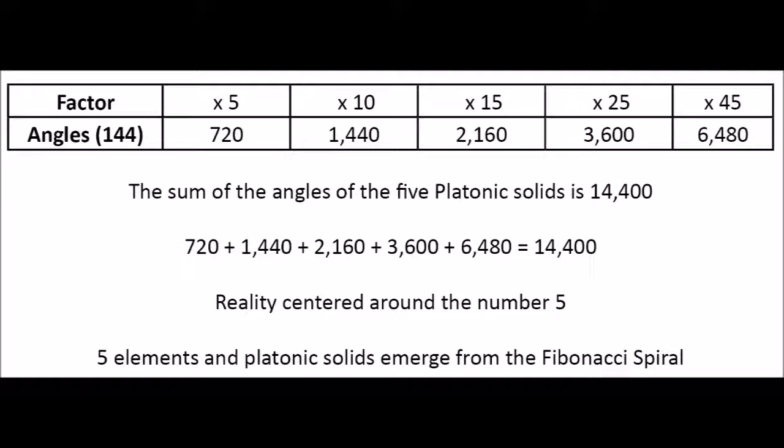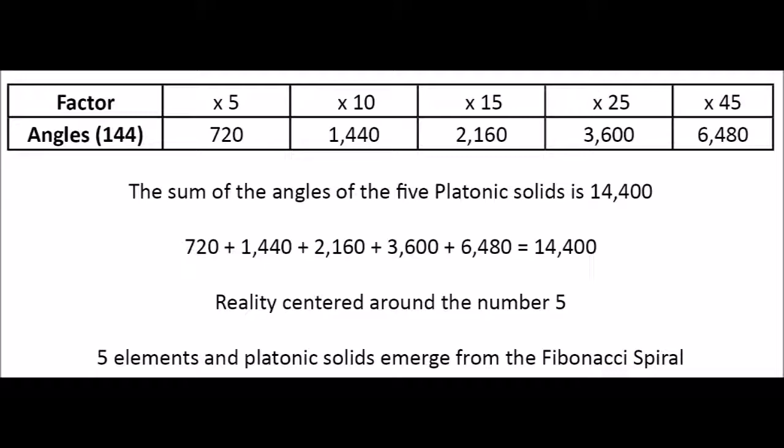144 times 5 equals 720, which is the sum of the internal angles of a tetrahedron. And 144 times 10 is 1440, for the octahedron. 144 times 15 is 2160, the cube. 144 times 25 is 3600, the icosahedron. And finally, 144 times 45 is 6480, the dodecahedron.